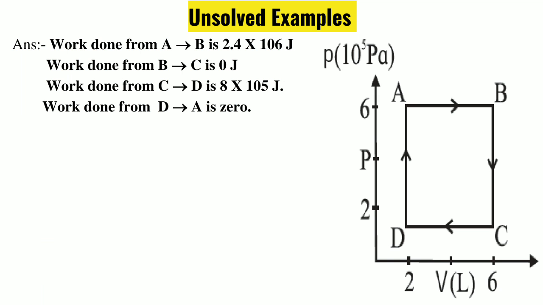So work done from A to B: how much work is being done going from A to B? 2.5 into 10 raised to 6. Work done from B to C is 0. Work done from C to D is 8 into 10 raised to 5. I have written it by mistake; here 10 raised to 6 should be there and here 10 raised to 5 should be there. And work done from D to A is 0. Thank you.